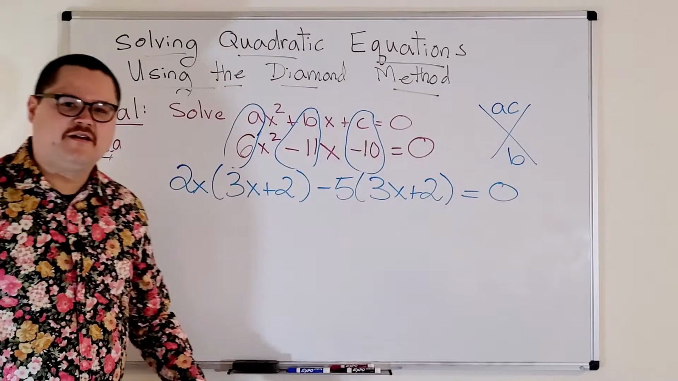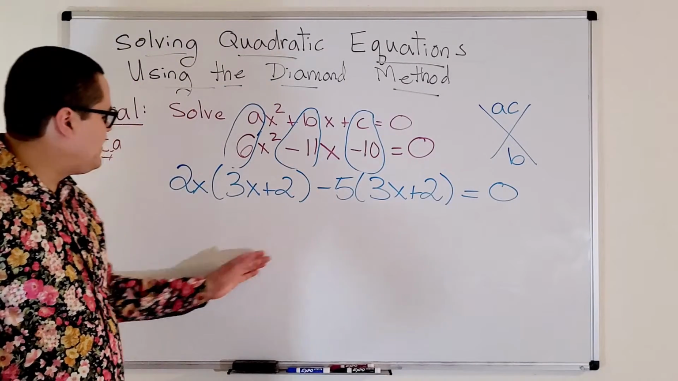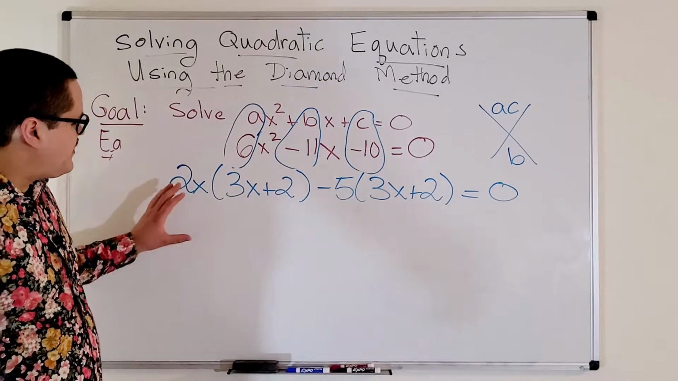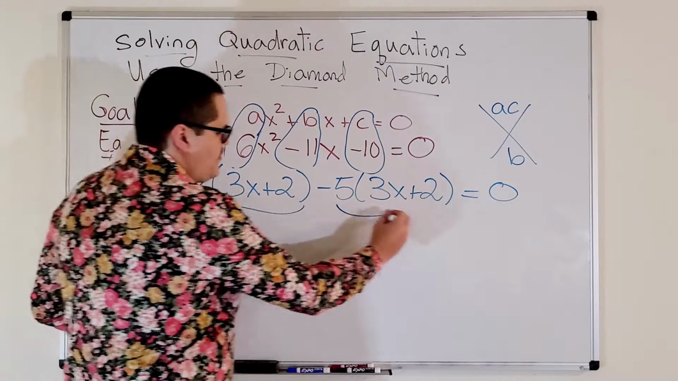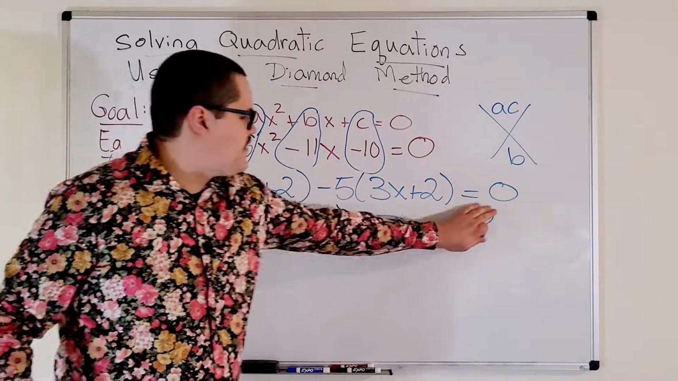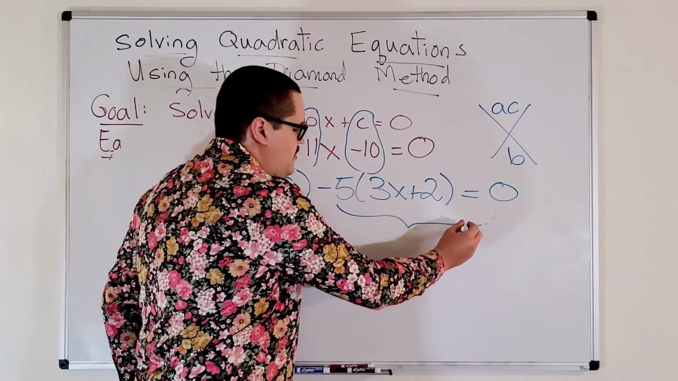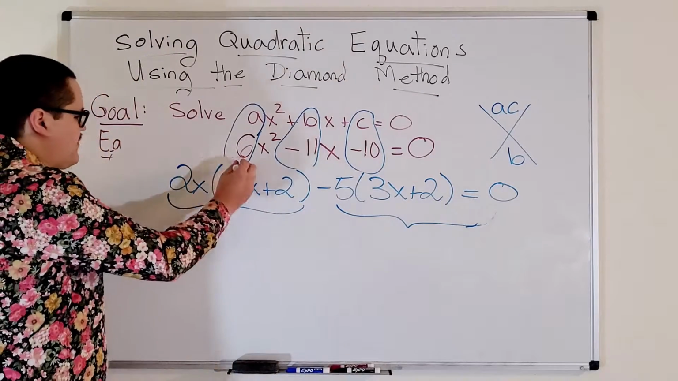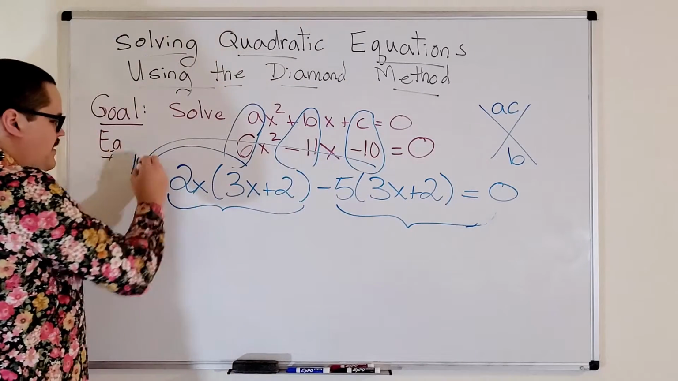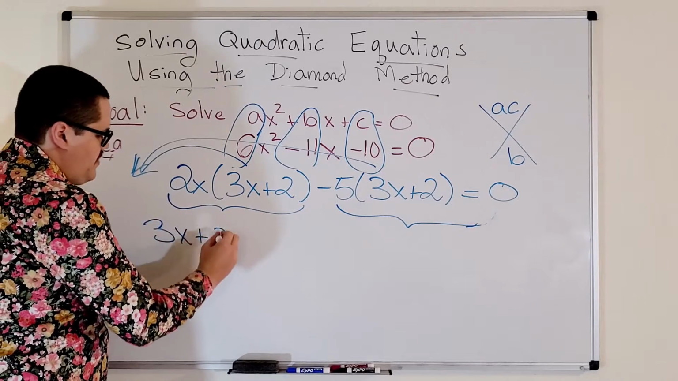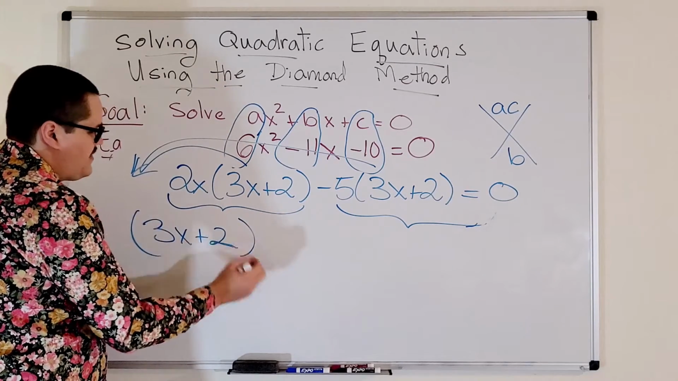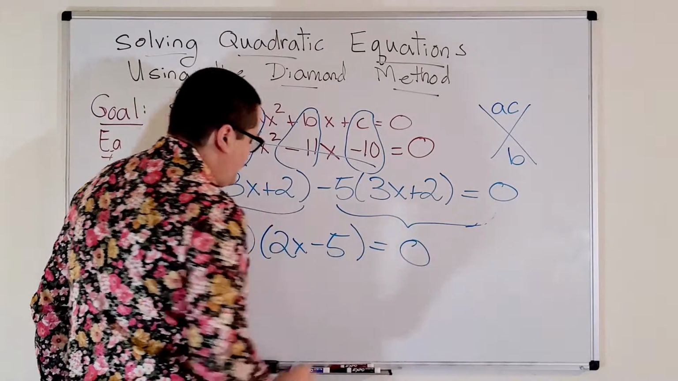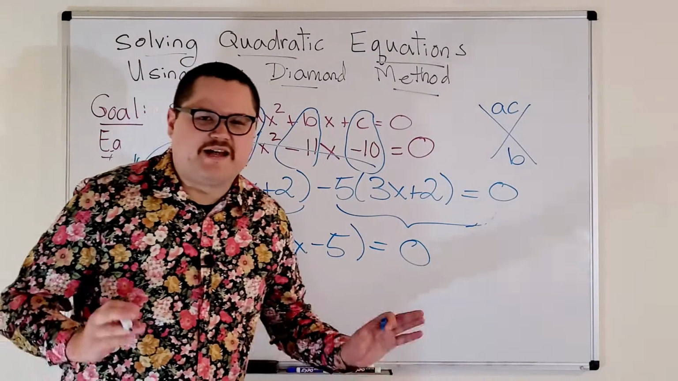Let me rewrite this. Okay, I rewrote this up here. And now, if you think of this a little abstractly, we have two big terms here that both include a factor of 3x plus 2. So we can factor 3x plus 2 out of both of those and move it in front. So we'll have 3x plus 2, and then what's left is that 2x minus 5. Okay? So this is the beauty of the diamond method.